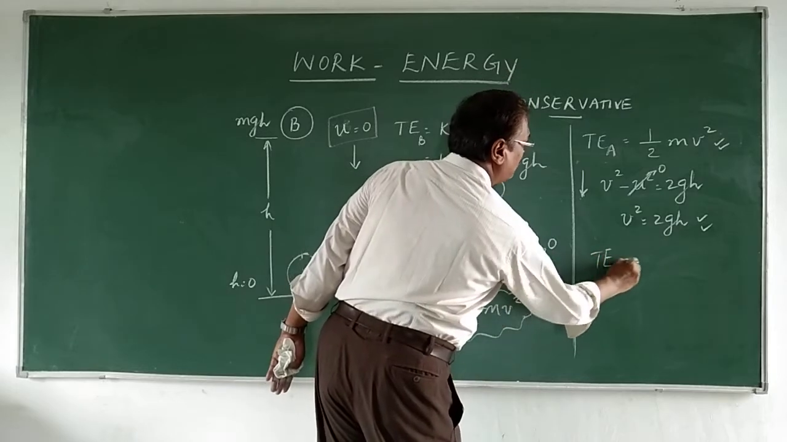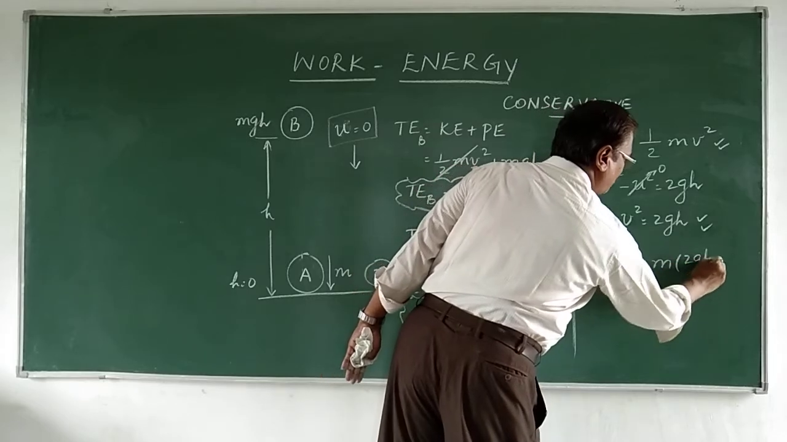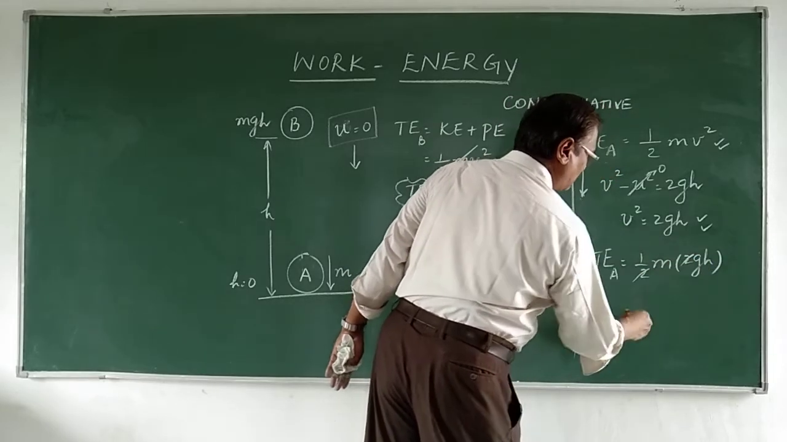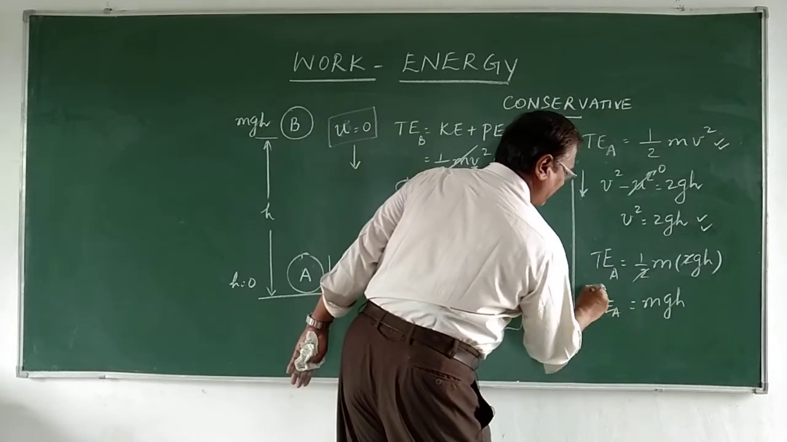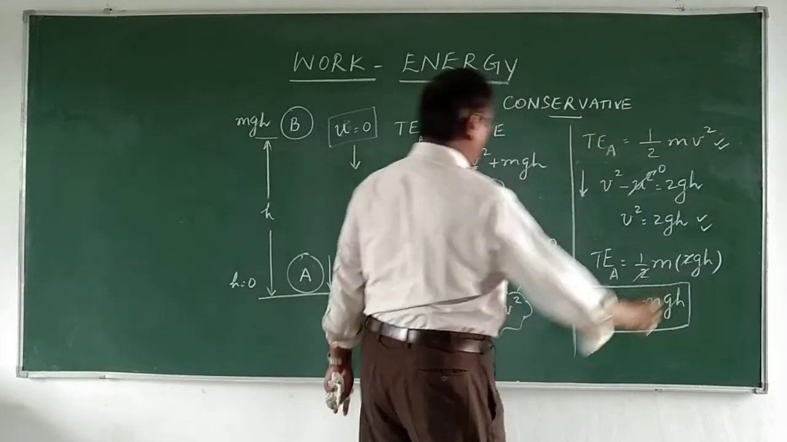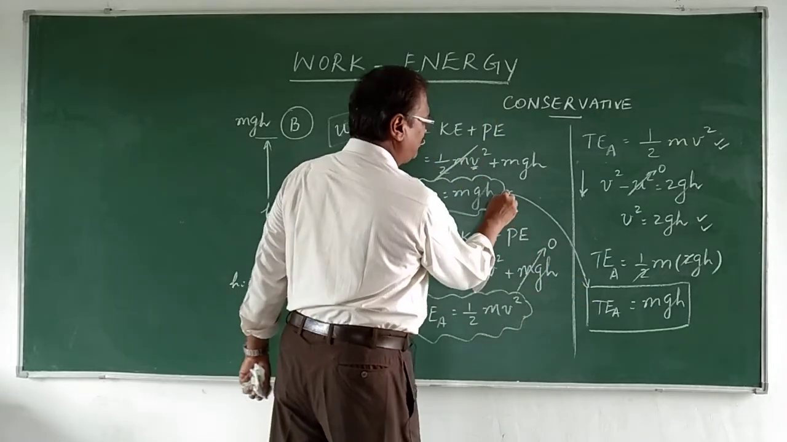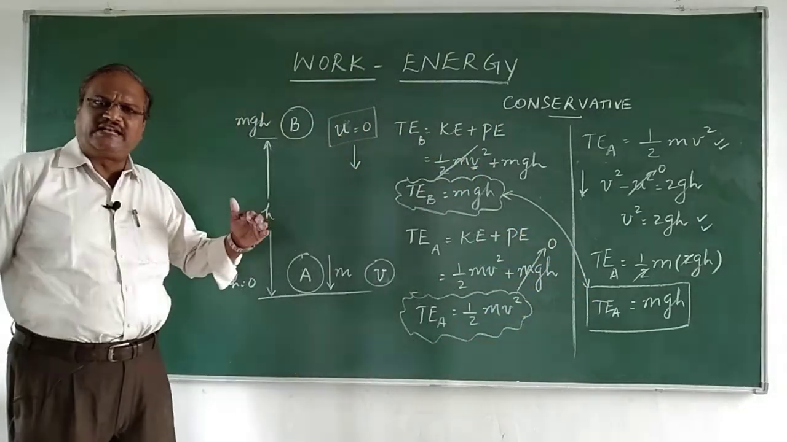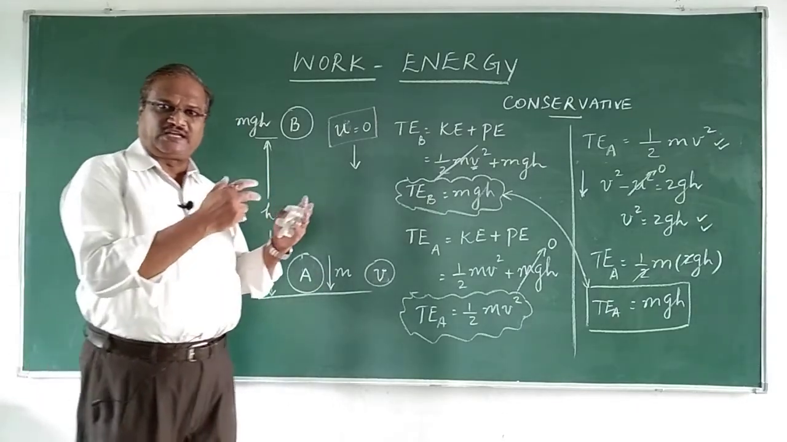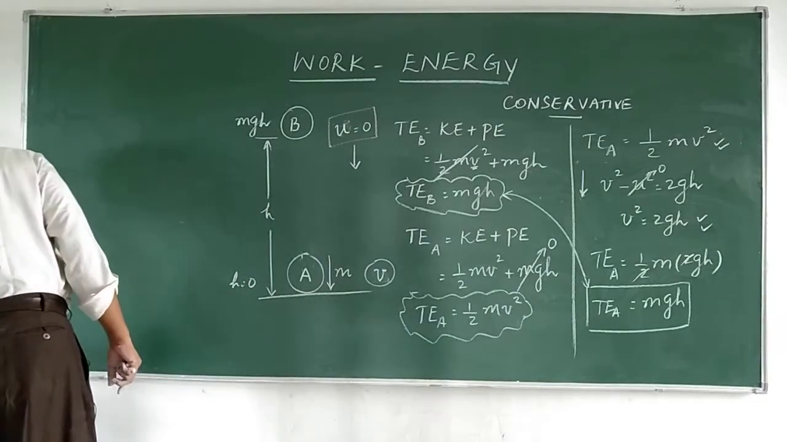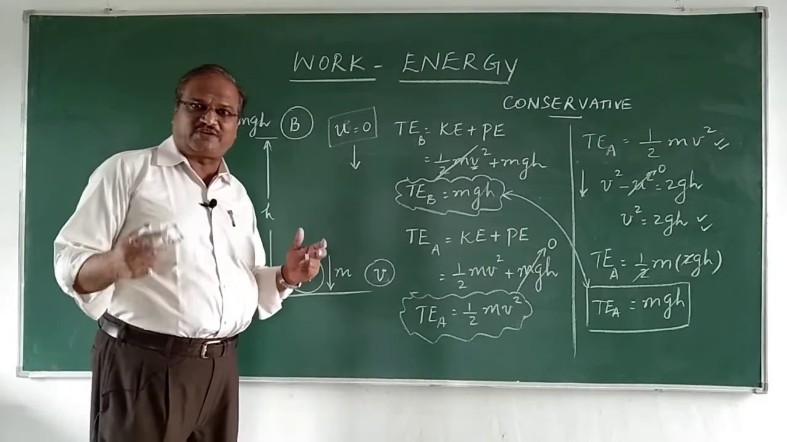Take this value and substitute it here, right? So total energy at A is equal to half into m into 2gh. So 2 gets cancelled. So what do you get? mgh. So total energy at the point here is mgh. So you see at B and A the energy is same. This leads to a very important final decision, a law we can say, right? And that law is called law of conservation of energy.